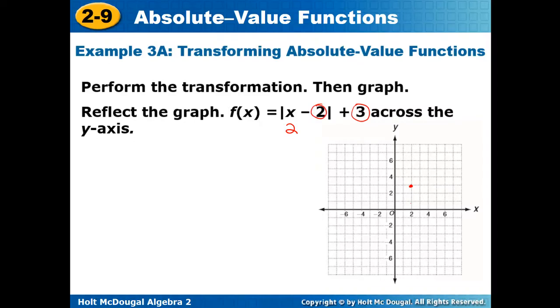Okay, but the question says to reflect the graph across the y-axis. So the y-axis is going to be right here, so we're going to go across this way. So our x is going to be negative now. So we're going to say, let me say g of x instead of f of x. G of x is going to equal the absolute value of negative x minus 2 plus 3.